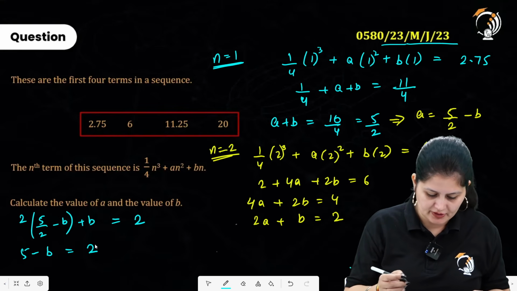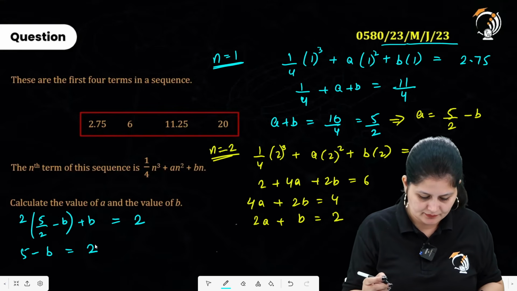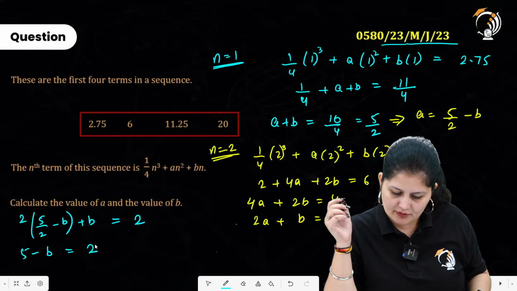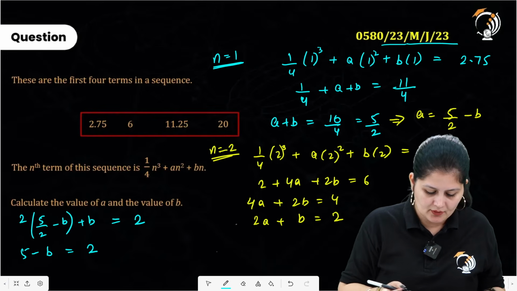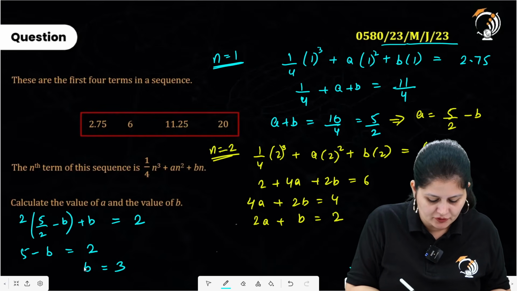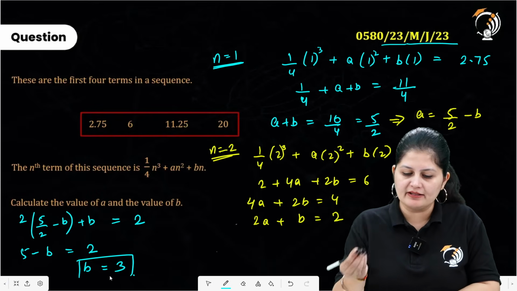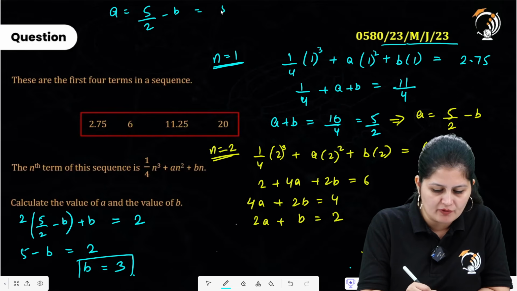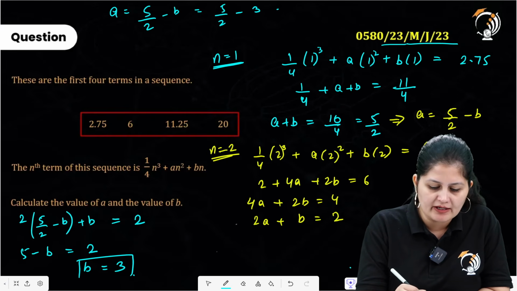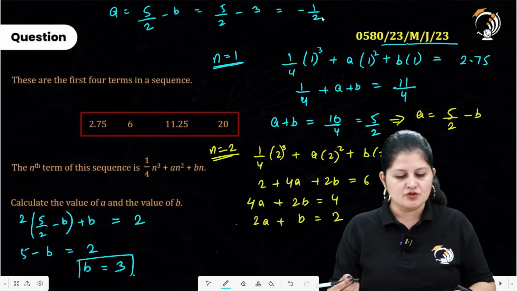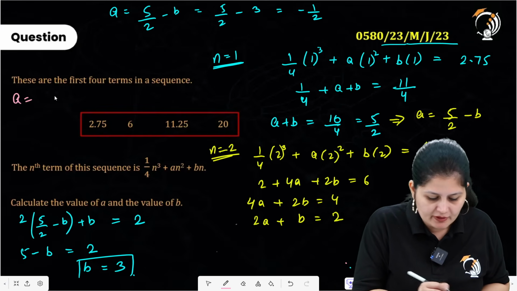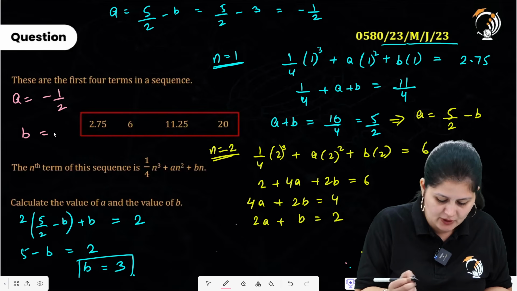Here if we solve it, we are getting 5 minus b is equal to 2. Let me just check once. So we are getting the value of b is equal to 3, right? Later on, finding the value of a is equal to 5 over 2 minus b, so that is going to be 5 over 2 minus 3. So what we are getting here is a is equal to minus 1 over 2. Writing both the answers in one place: a is equal to minus 1 over 2, while the value of b is equal to 3 here.